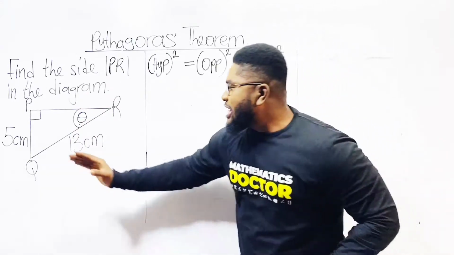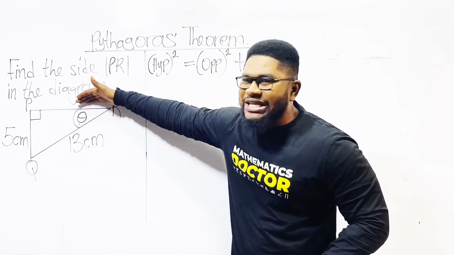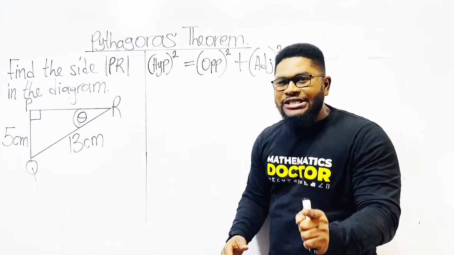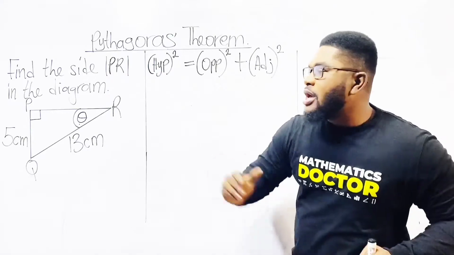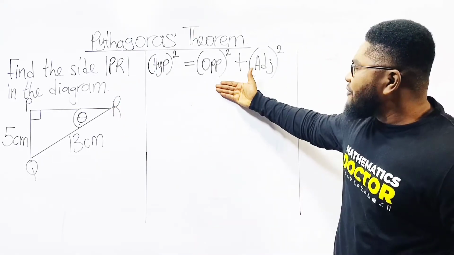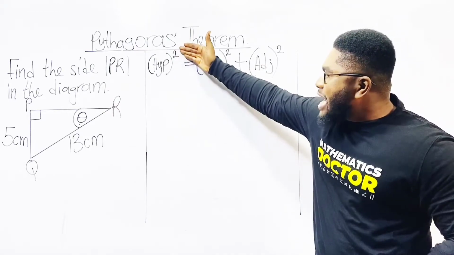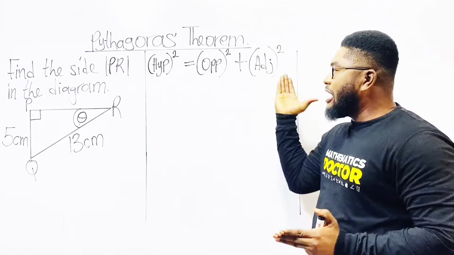We have been given two sides, 5 centimeters and 13 centimeters. We are asked to find one side. So we use the Pythagoras theorem. Don't forget Pythagoras theorem, because it is a right angle triangle and because we are asked to find one side given two sides. This is our formula. The hypotenuse squared is equal to opposite squared plus the adjacent squared. This is the Pythagoras formula or theorem.